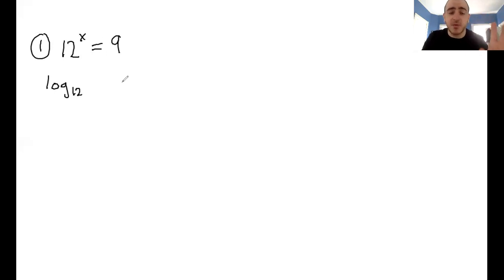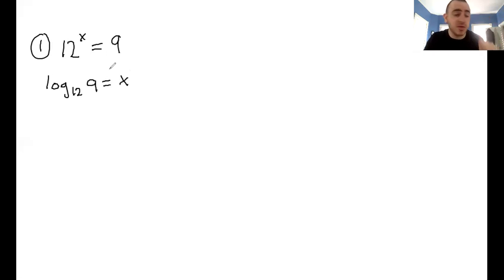Okay, so the first thing we're working is solving with exponentials. The first example is 12 to the x power equals 9. The way that we solve this is we use a logarithmic form. We're in exponential form now, so we're going to switch to logarithmic form, which would be log base 12. The 12 is the number under the exponent, and then of 9, which is the answer, equals the exponent. So that's how you switch between the two.